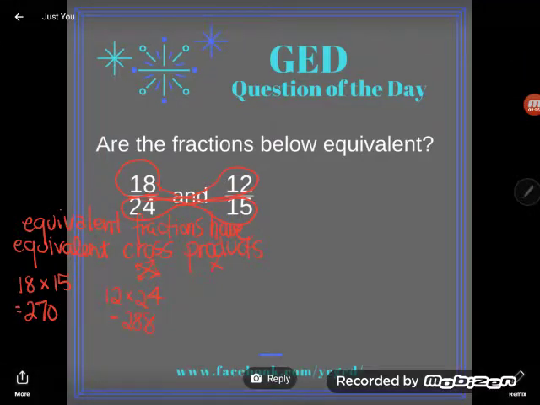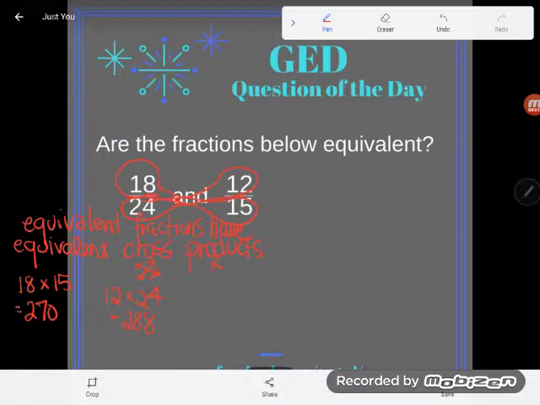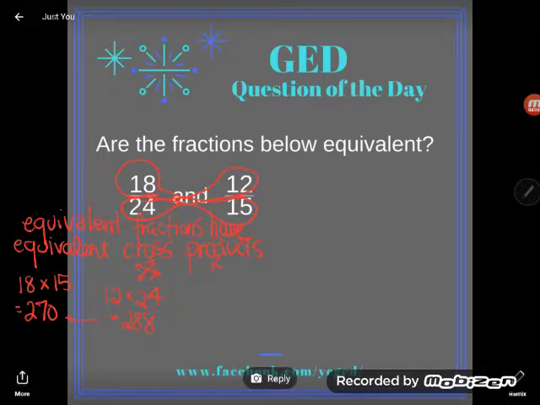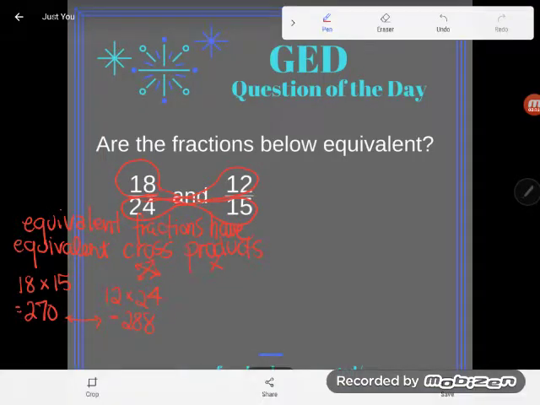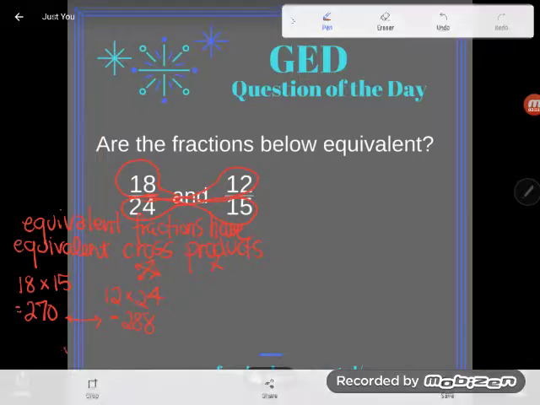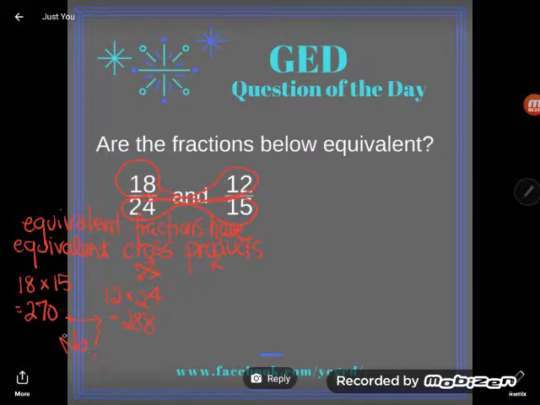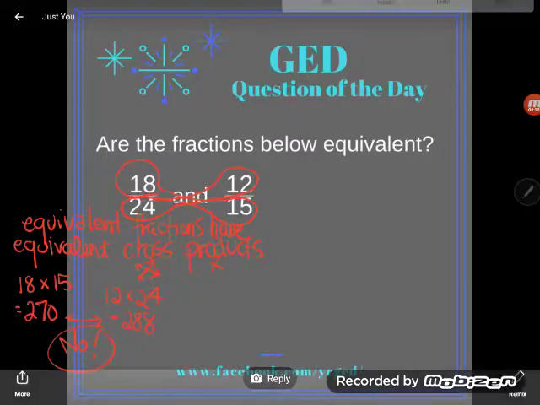So remember what I said. I said equivalent fractions have equivalent cross products. Examine these two cross products we just found. One of the cross products was 270. One was 288. Are they equivalent? Are they equal? Well, no, of course not. 270 isn't equal to 288. And so my proof here is no.